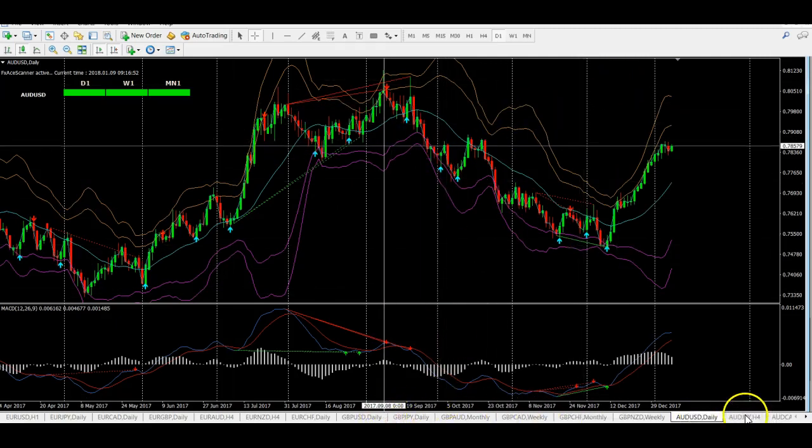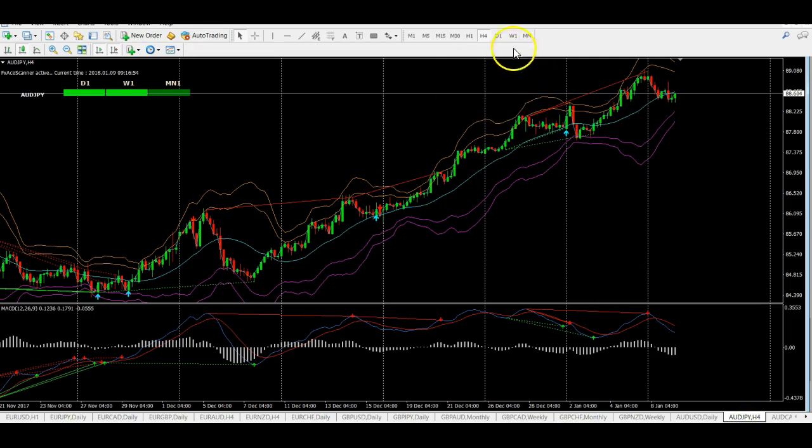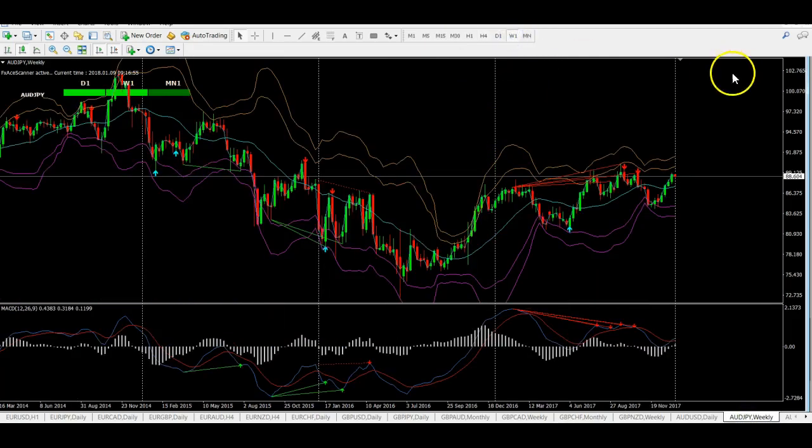Everything's very choppy at the minute in most of these currency pairs, as you see. Again, Aussie yen.